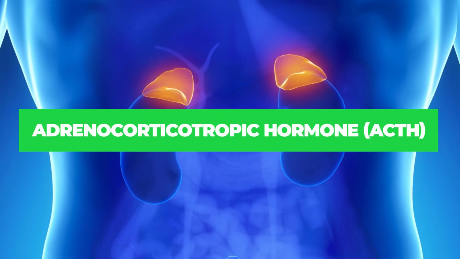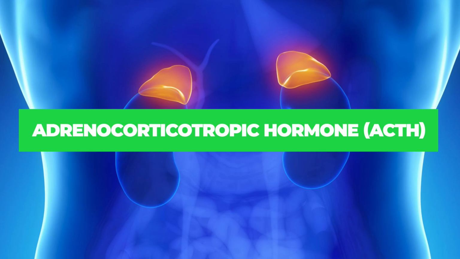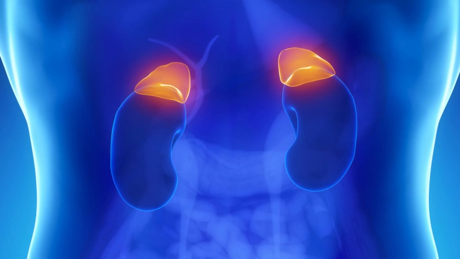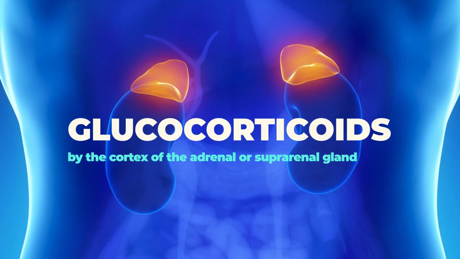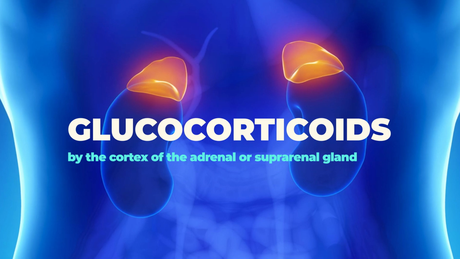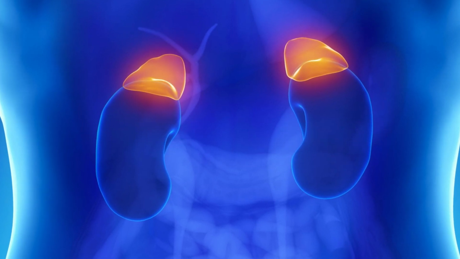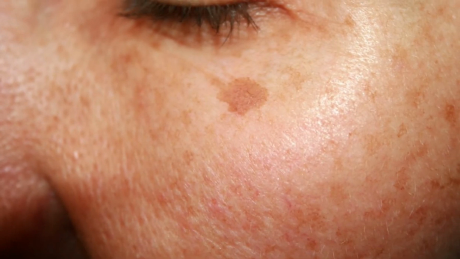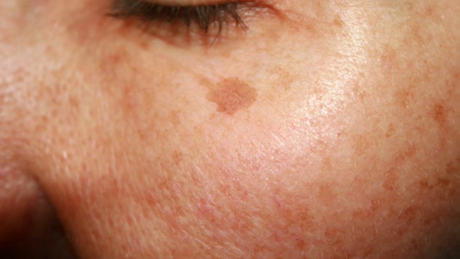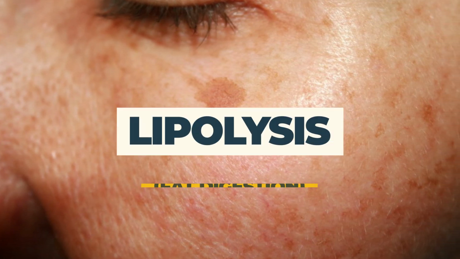We also have adrenocorticotropic hormone, which acts as a stimulant for the secretion and release of glucocorticoids by the cortex of the adrenal gland. It also has direct effects on skin pigmentation and on peripheral tissues such as lipolysis.